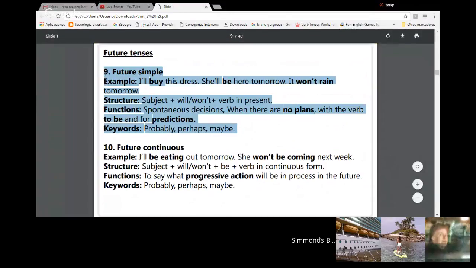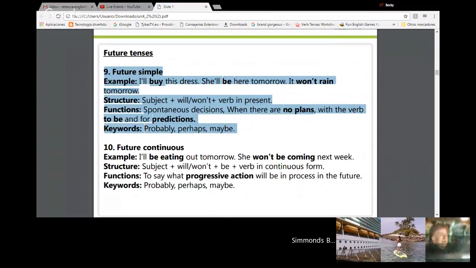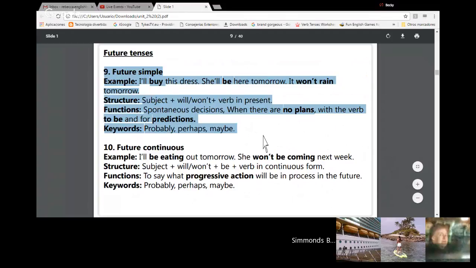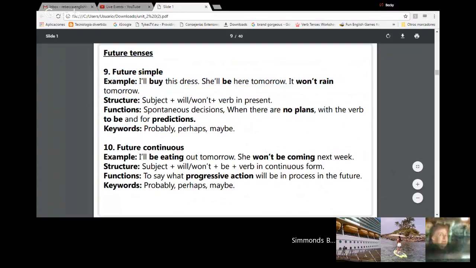Future simple. Example: I will buy this dress. She'll be here tomorrow. It won't rain tomorrow. Structure: subject, will, won't, plus verb in present. Functions: spontaneous decisions when there are no plans with the verb to be, and for predictions. Keywords: probably, perhaps, maybe.